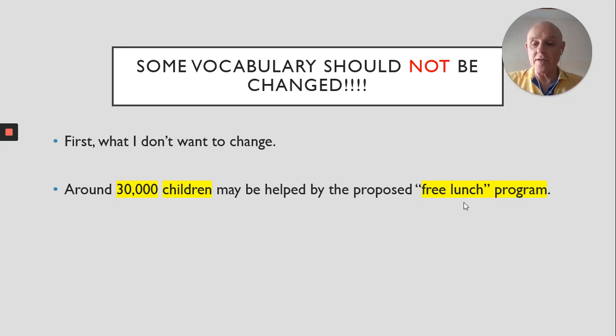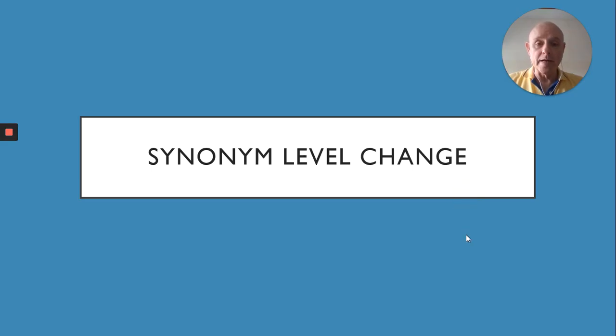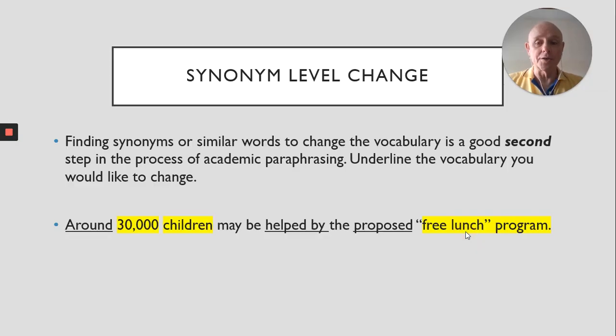So I've got an example here of what I don't want to change. So around 30,000 children, I don't want to change the number. I don't want to change children. I have seen that attempted before: 30,000 very young humans. Don't do that. You don't need to. And may be helped by the proposed free lunch program. I don't want to change that because it's a name. Okay, so now what do I want to change?